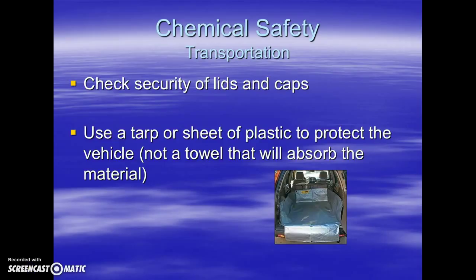When you're loading your vehicle, check the security of the lids and caps to avoid spilling the material in your car. Use a tarp or a sheet of plastic to protect the vehicle. Usually a towel is not recommended because it will absorb any liquids that would spill on it.